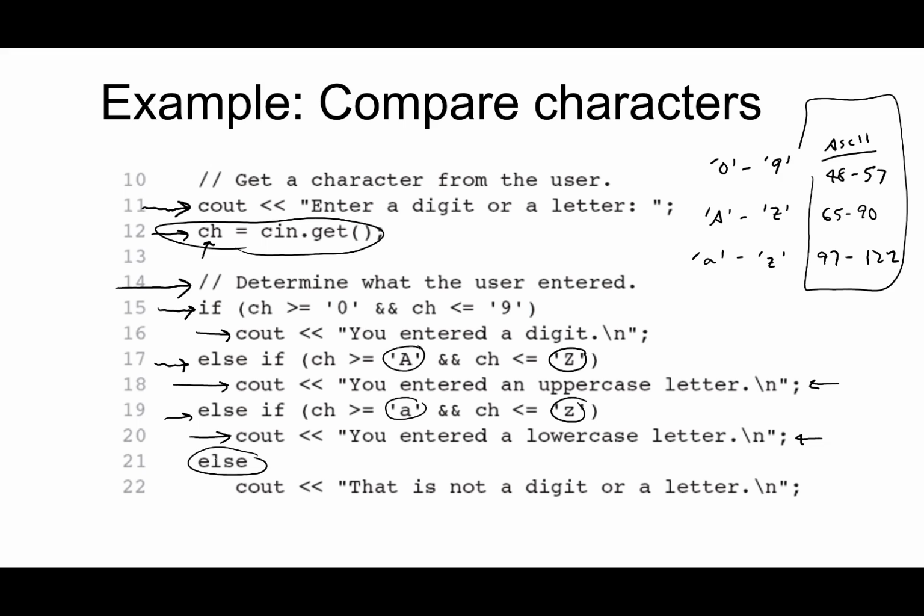Else, and then we have our trailing else in case they didn't enter a digit or a letter, we're going to cout "This is not a digit or a letter." They could have entered a space or a period or something else, but basically not a digit or a letter.